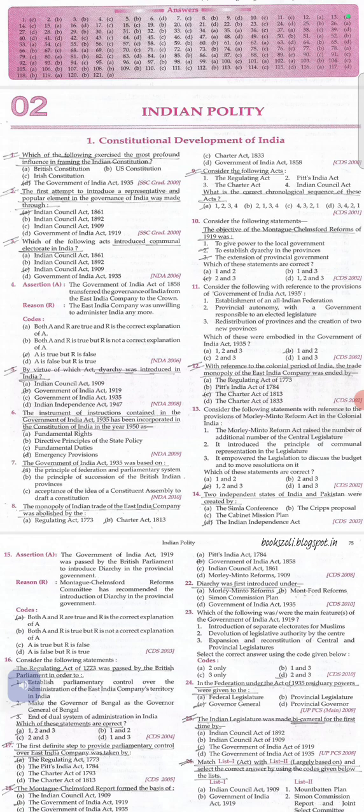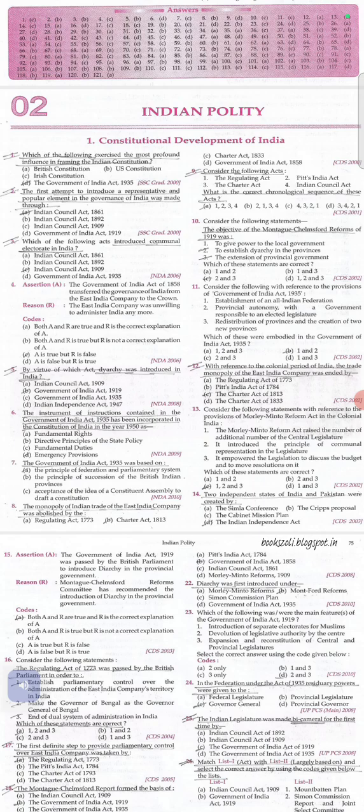Consider the following acts. What is the correct chronological sequence of these acts? Number 1, the Regulating Act, Pitt's India Act, Charter Act, Indian Councils Act. Consider the following statement: the objective of the Montagu-Chelmsford reforms of 1919 was to establish diarchy in the provinces, the extension of provincial government.